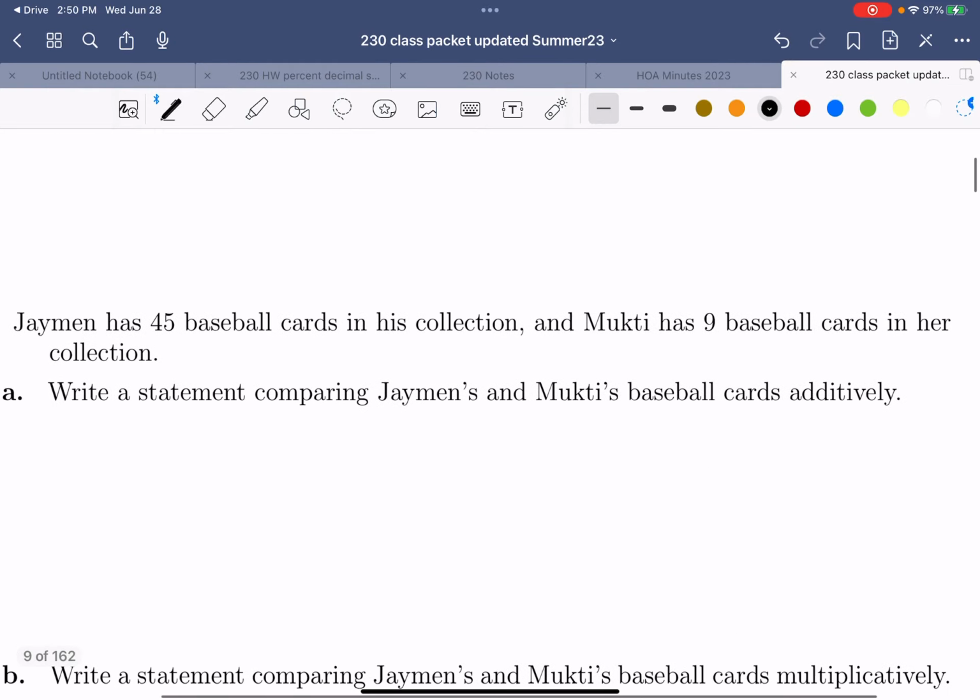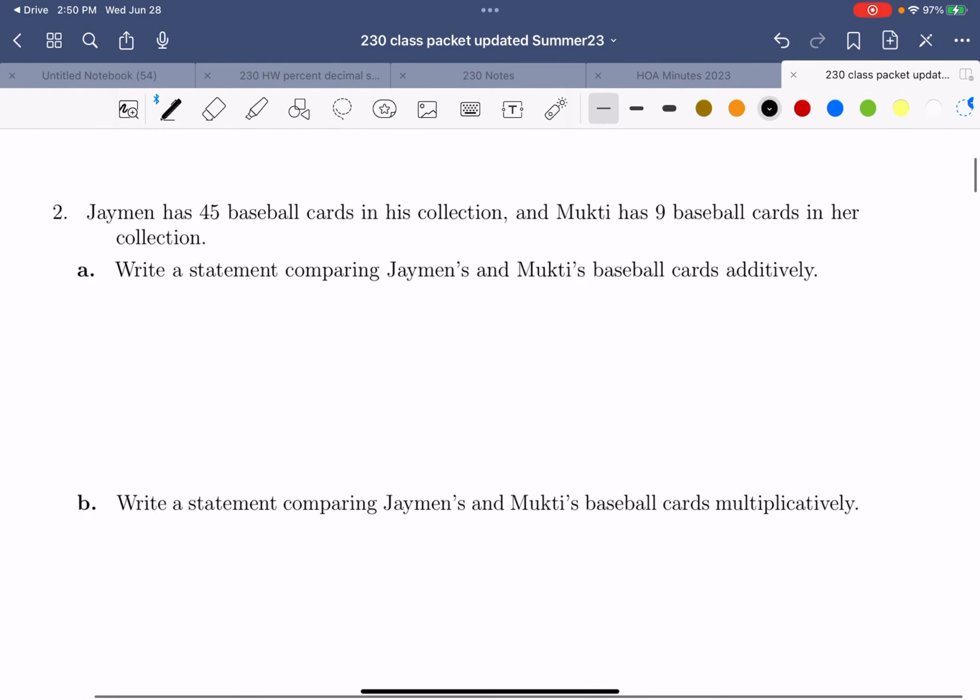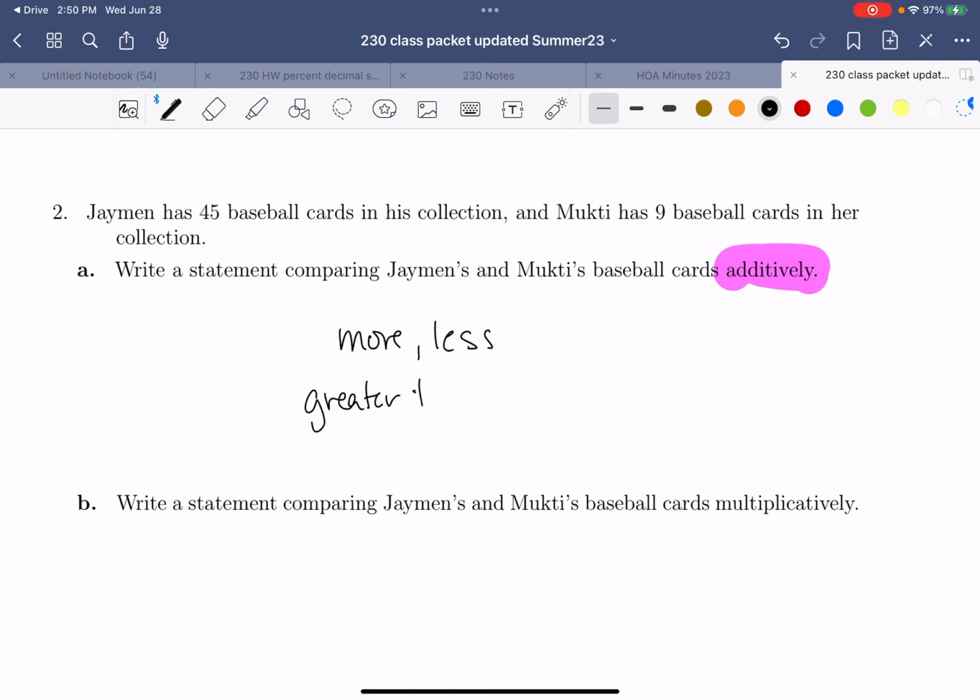Okay. Number 2, Jamin has 45 baseball cards in his collection, and Mukti has 9 baseball cards in her collection. Write a statement comparing Jamin's and Mukti's baseball cards additively. So if you're comparing them additively, that means that we are using words like more or less, right? Greater than, fewer than. Less than, those kinds of words, right?